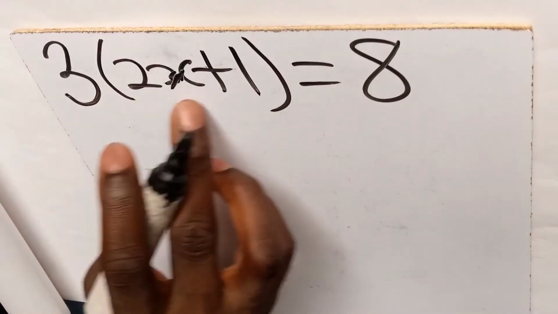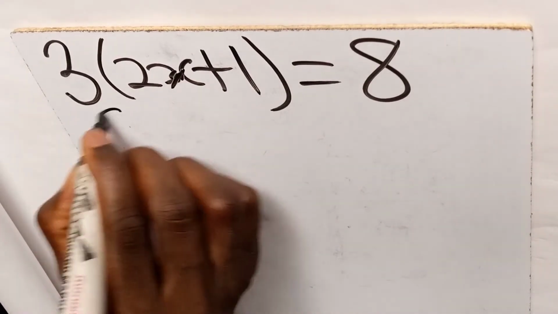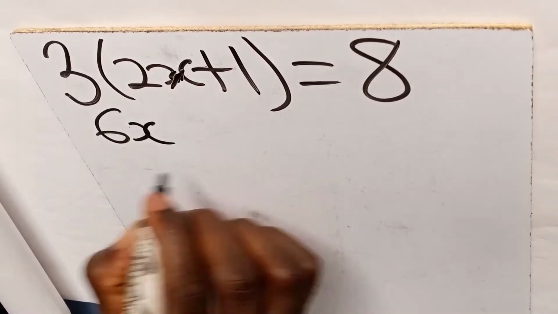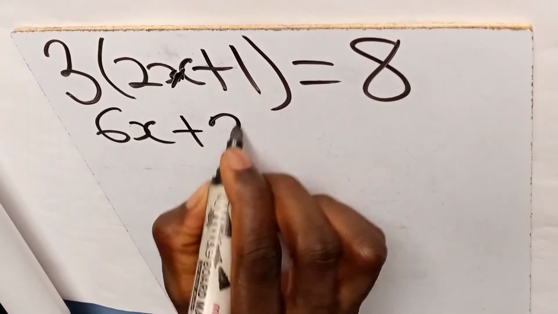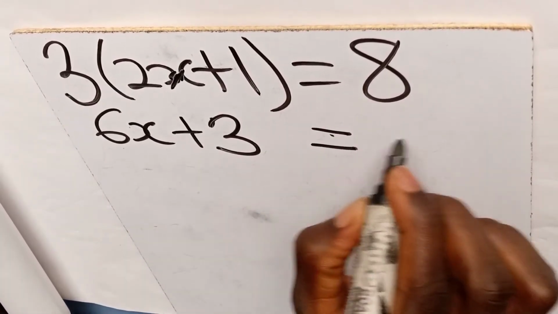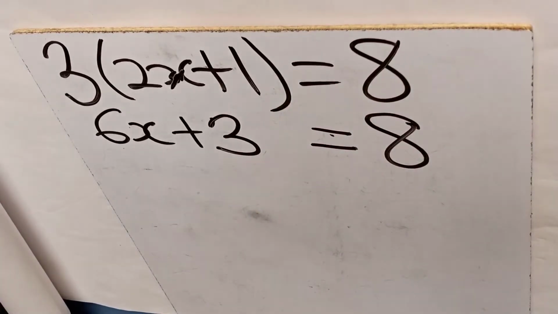So 3 multiplying 2x gives you what? 6x. Then 3 multiply 1 gives you what? We have 3. Then you bring your equal sign, equal to 8. Now that we are done, the next thing to do is to group like terms. So we are going to send those that are constant to one side and then leave those having coefficients plus variables at another side.